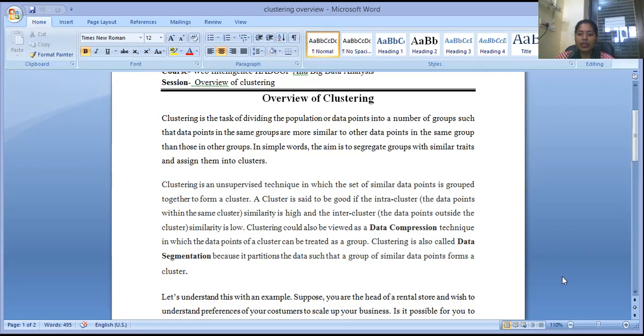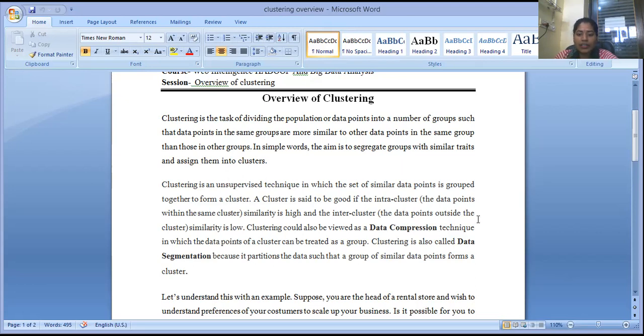Clustering is also data segmentation because it partitions the data into groups. You can say that clustering may be called data compression and data segmentation. Why do we call it data segmentation? Because we are dividing a large group into small subgroups, and those subgroups are defined as clusters. And why data compression? Because all the elements of a subgroup are bound together and given a name as a cluster.